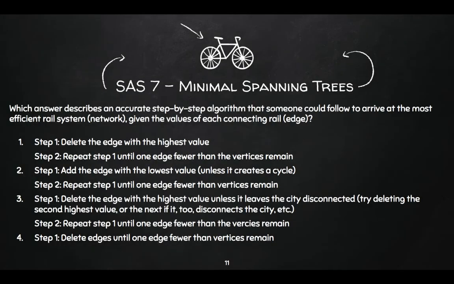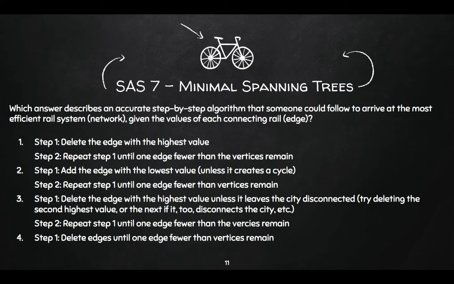All right, which answer describes an accurate step-by-step algorithm? That's funny. Algorithm does mean a step-by-step problem-solving situation that someone can follow to arrive at the most efficient rail system or network, given the values of each connecting rail or edge. Step 1, delete the edge with the highest value. Step 2, repeat step 1 until one edge fewer than the vertices remains. Remember we discussed earlier in the lecture that we knew it was an efficient system or an efficient network if the edges numbered 1 fewer than the number of vertices. So that looks correct, except where it says we're starting with the highest value.